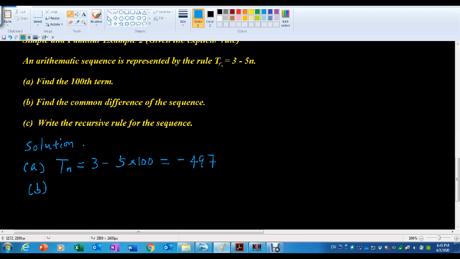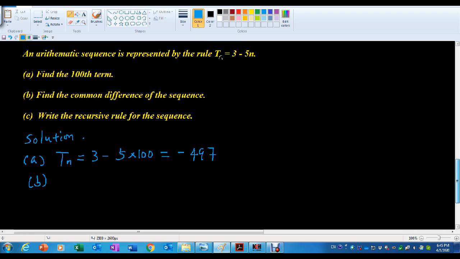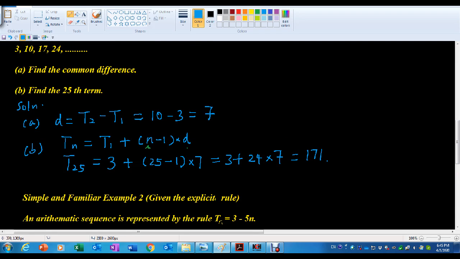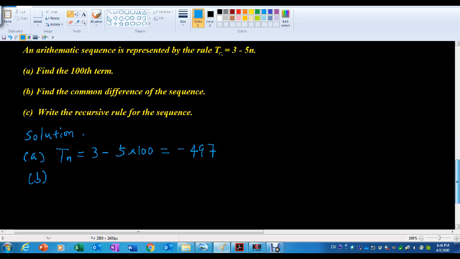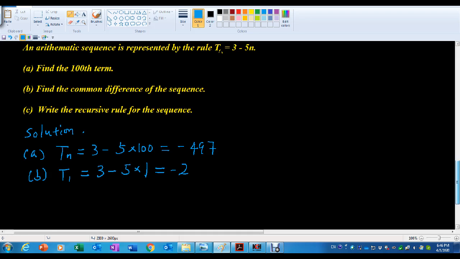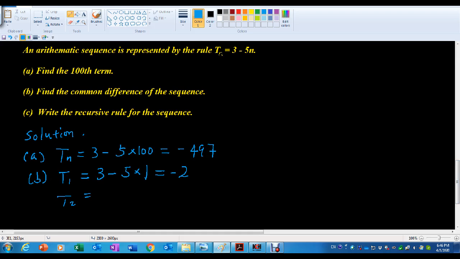Alright, find the common difference. How could we know the common difference? Remember that last time, how could we find the common difference? We just used the second term minus the first term, right? Do we know the first term and second term? Of course we don't, but we could use that rule to help us find T1 and T2. So let's find T1 first. T1 means 3 minus 5 times 1. That's minus 2. And T2 means 3 minus 5 times 2. That means minus 7.